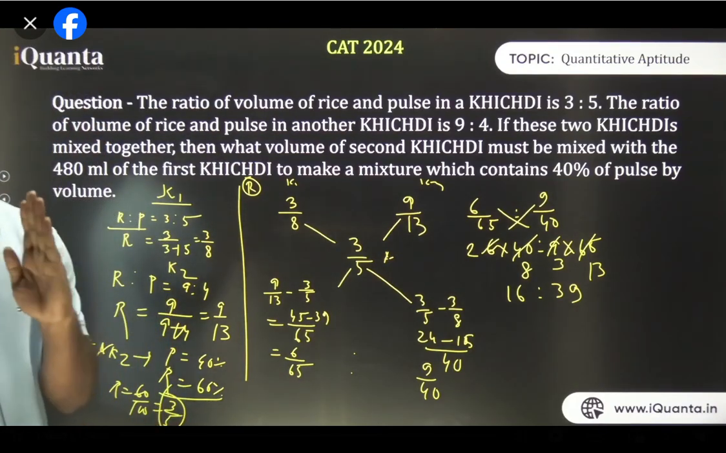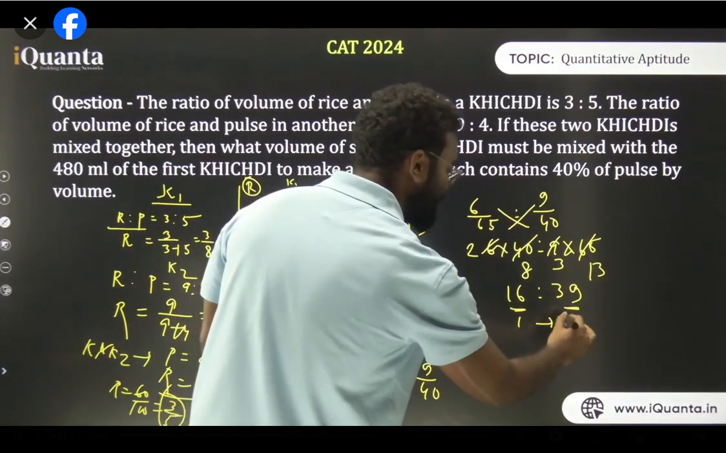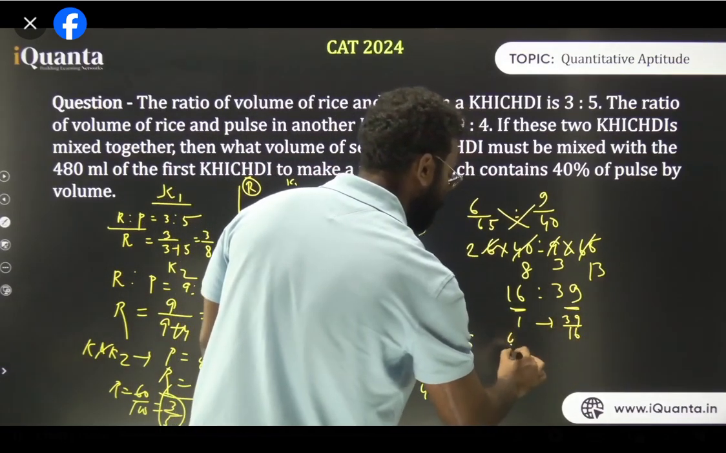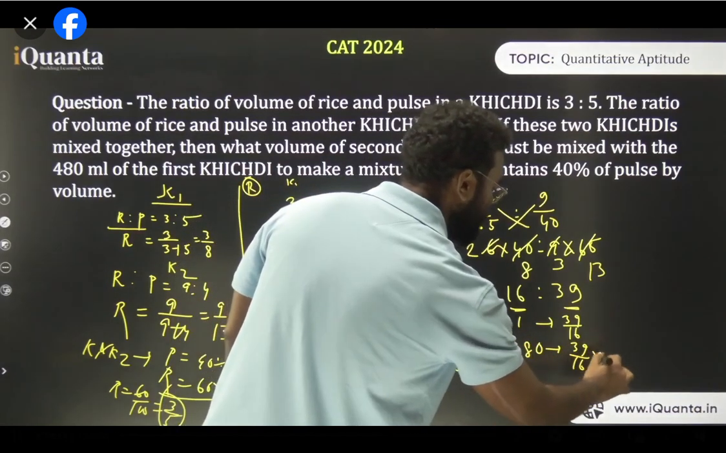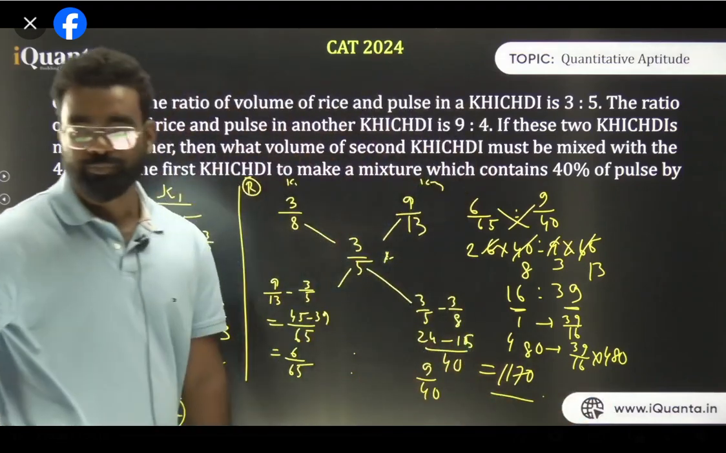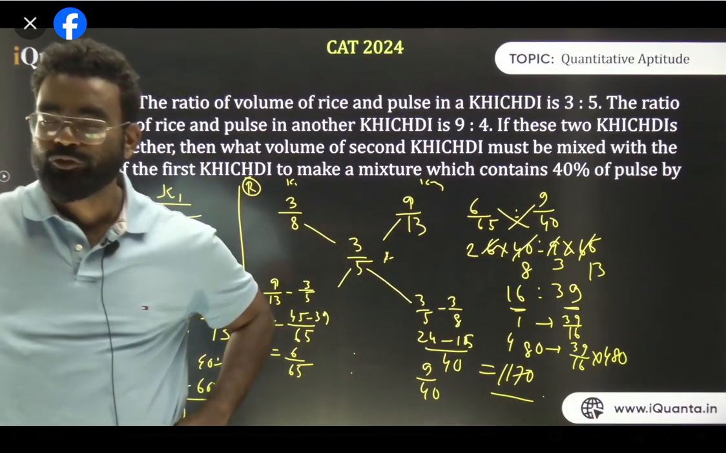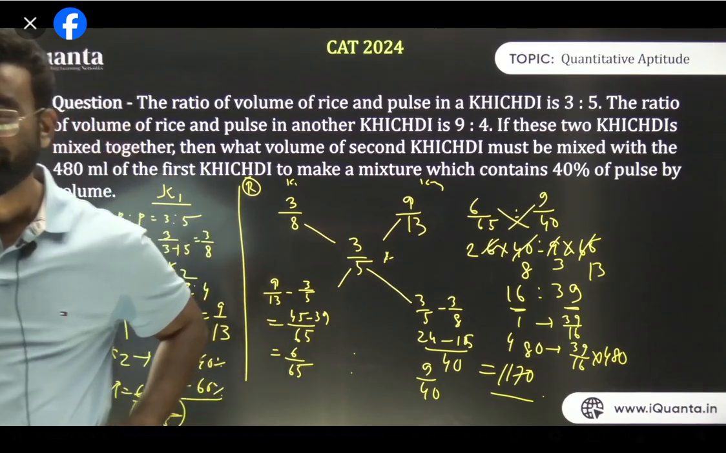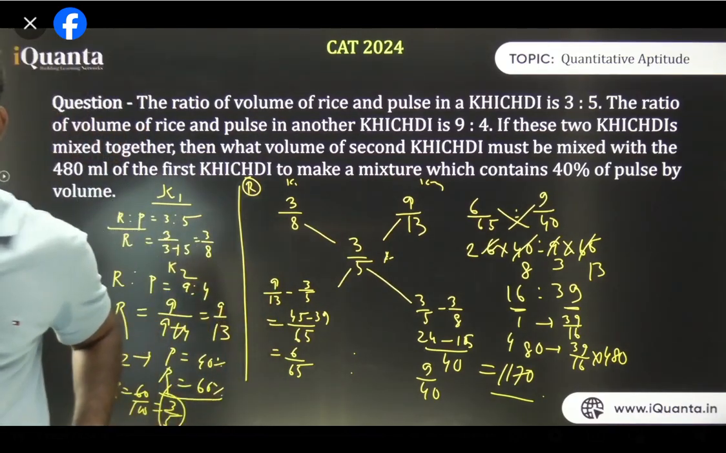Is it clear, everyone? Now, if 16 is this quantity, this is 39. For 1, this quantity is 39 upon 16. And for 480 ml, this quantity is 39 upon 16 into 480, which is same as 1170. Am I clear, all of you? Is it fine, guys? Use 480 ml, bhai. If you're not using 480 ml, how can you get 1170? This is the shortcut, bro.